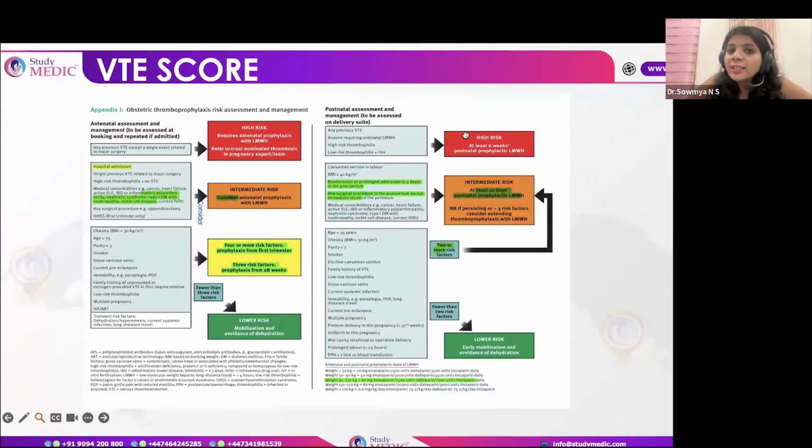For example, high risk, you would give 6 weeks and again assess whether it is required to continue. Intermediate risk, initially it was 7 days, now you give 10 days of prophylaxis. And here, if somebody has 2 or more, you have to give 10 days. Here it was 3 to start with. Here 2 or more, you start off and give 10 days and assess again. Less than 2, early mobilization and hydration.